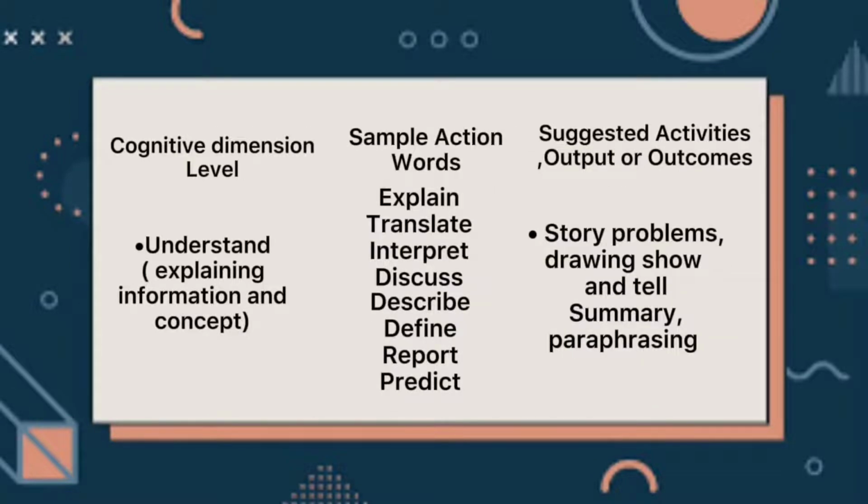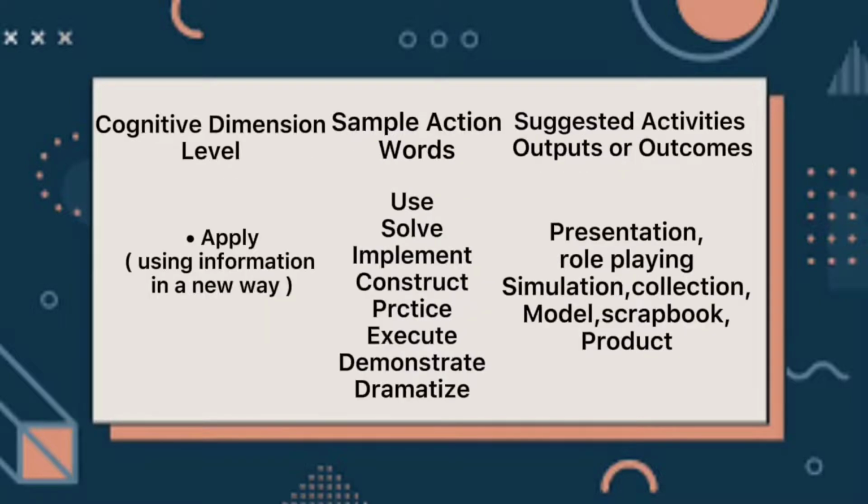The second cognitive dimension level, we have understand or explaining information and concept. At this level, the sample action words are explain, translate, interpret, discuss, describe, define, report, and predict. Suggested activities and outputs or outcomes are story problems, drawing, show and tell, summary, and paraphrasing.